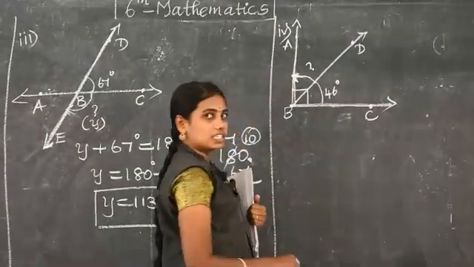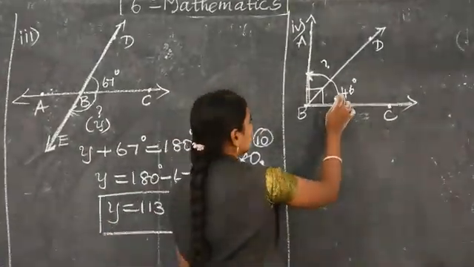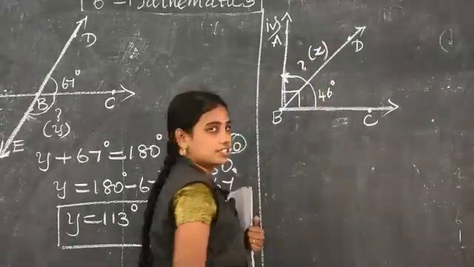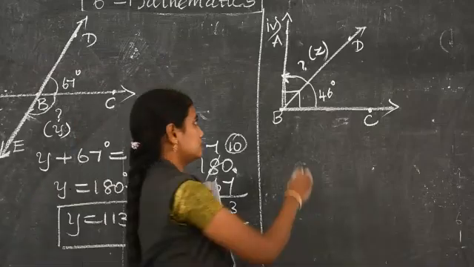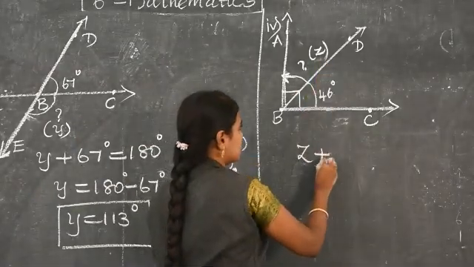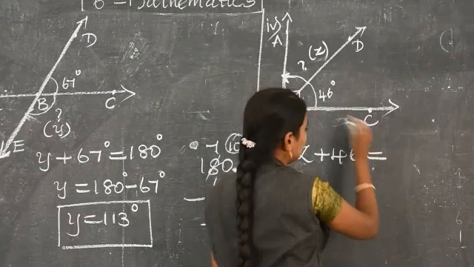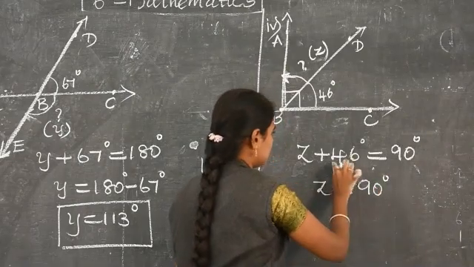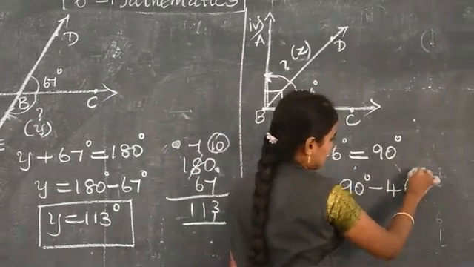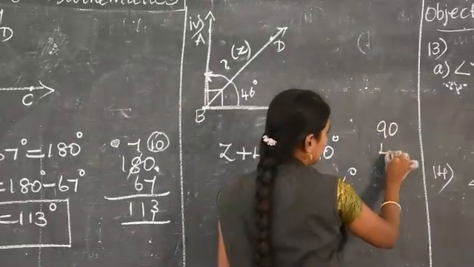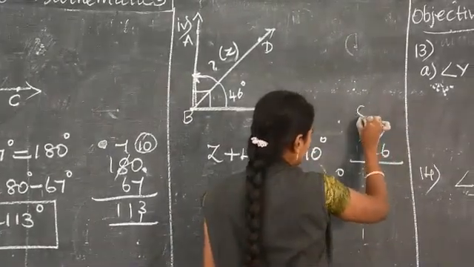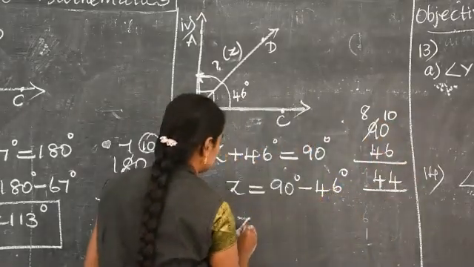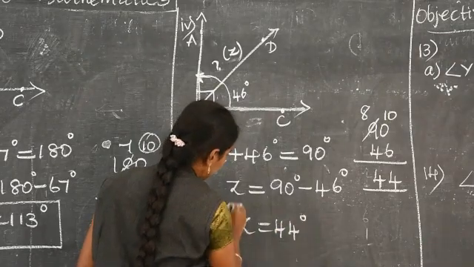Here, what angle? Right angle. Right angle means complementary, 90 degrees. So this one is 46. This one we don't know. Consider as Z. For our convenience only we are assuming the letter Z. Z plus 46 degrees equals 90 degrees. This plus 46 will come this side as minus 46. Now go for the subtraction. 90 minus 46. Here borrow, 10 minus 6 is 4, 8 minus 4 is 4. So Z equals 44 degrees.